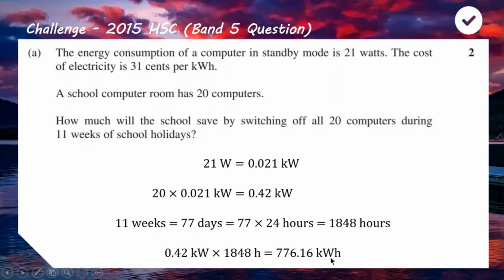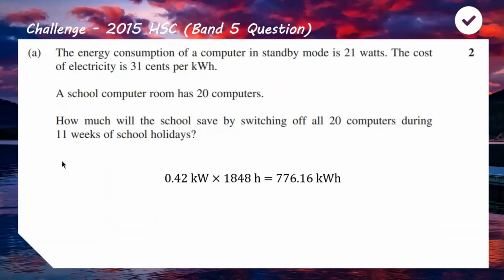So now if we want to find out how much money we're going to save, we've got to multiply our number of kilowatt hours by our cost, which is 31 cents per kilowatt hour. So very last step, do 776.16 multiplied by 31 cents, and we get $240 and change, which we're going to round to $240.61. And there is your final answer. If you managed to get that by yourself, well done. If you managed to follow along with me and make sense of it, well done as well.